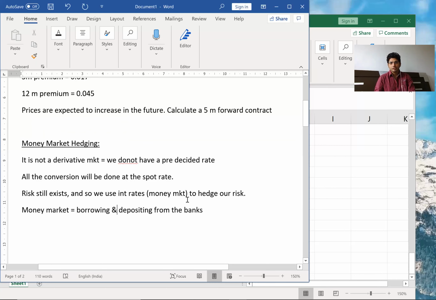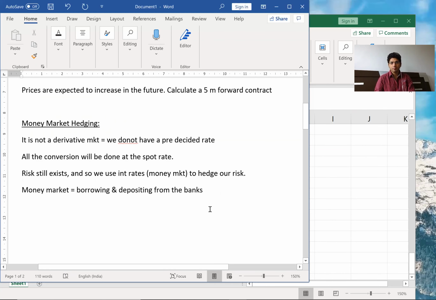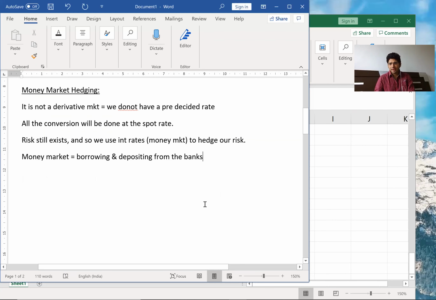Okay. So let us understand how we are going to do it. I'll directly start with an example. Please pay attention. Money market is only about borrowing and depositing. So let us understand how we are going to do it.